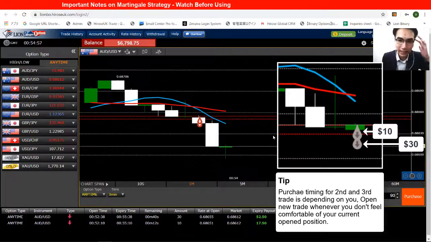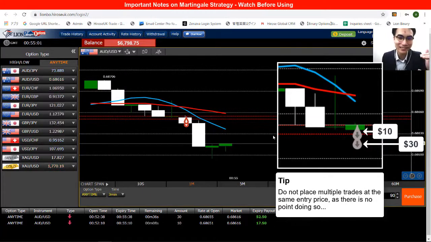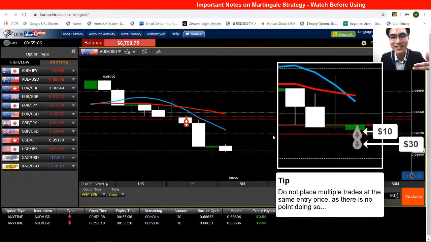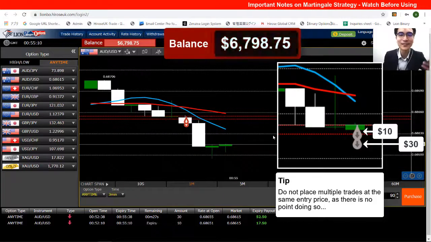Just a reminder, you still need some space. You still need certain space between trades, so you don't just place the second trade on the same entry point of the first trade. There's no point in doing that.